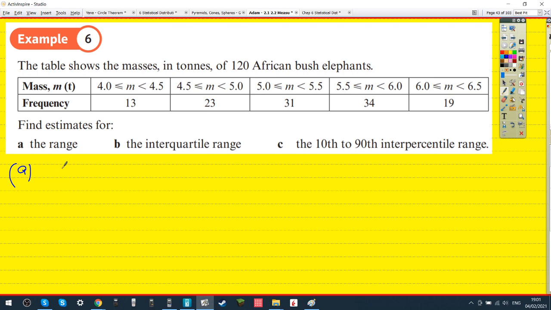Would you get the midpoint? I would do the biggest take away smallest. Oh, so it'd be 2.5. That's my guess. Minus 4.0. 2.5, yep. Okay. Interquartile range.